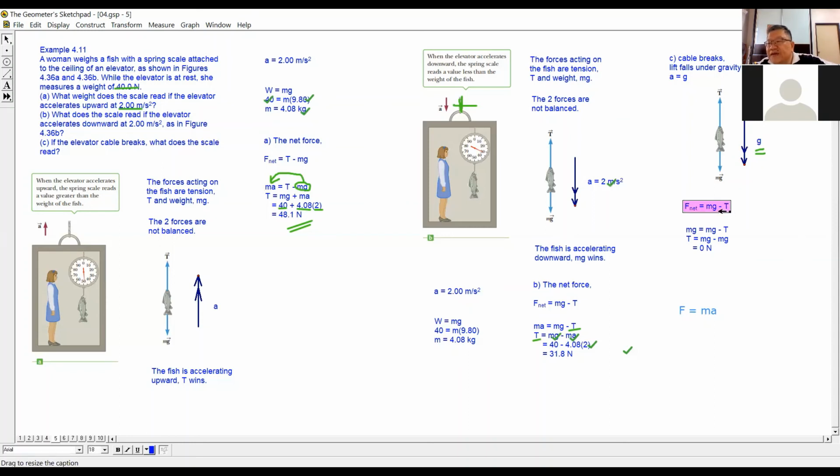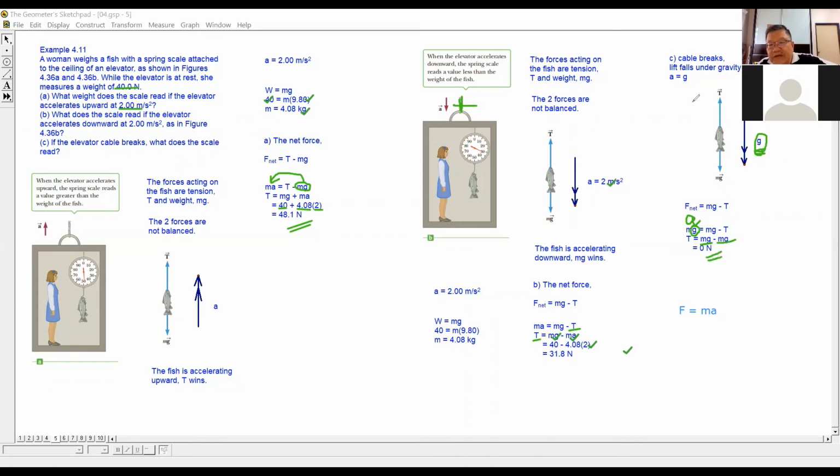So we say that the net force is equal to mg minus T. The net force is actually equal to ma. This net force here is actually ma. But because it is free fall, this one is actually a. But because we know it's free fall, it is falling with an acceleration of g. So the a here I replace with g. So as a result, the tension here is mg minus mg. So the tension becomes 0.